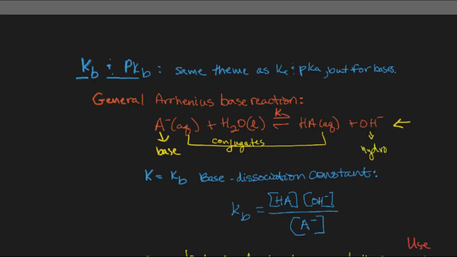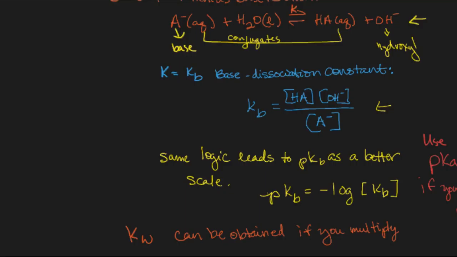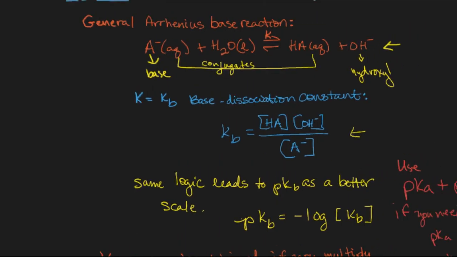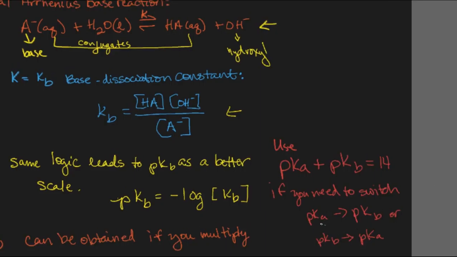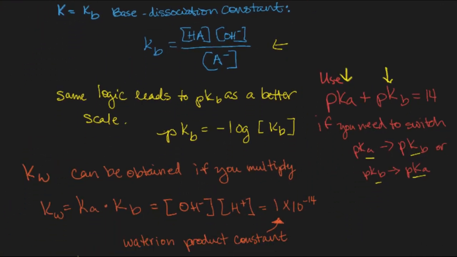So if we were to use products over reactants for this base dissociation constant, we would get this equation here. Again, that range being too large, we take the pKb value of that, and it condenses the scale a lot more. If you want to interchange between one or the other, for instance, you're given pKa and you want to go to pKb or vice versa, just use this equation here. It relates the two. So just plug in and solve.